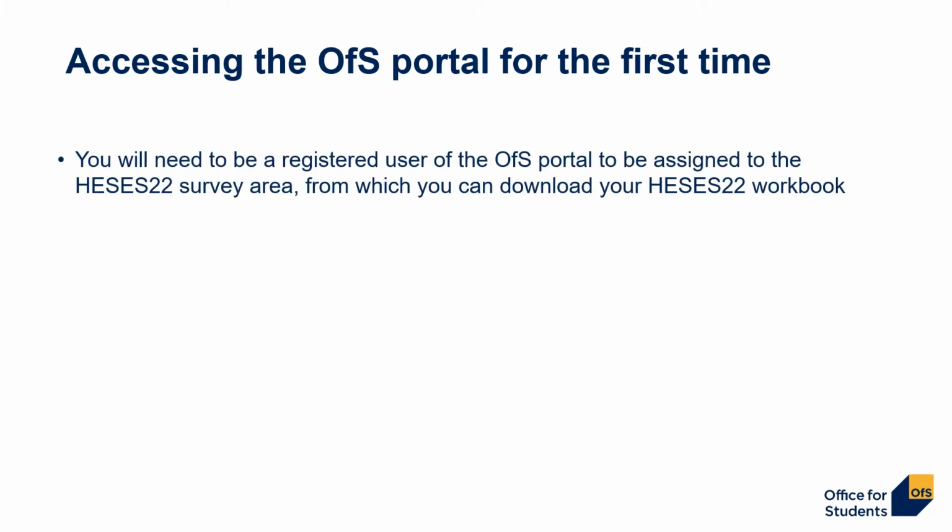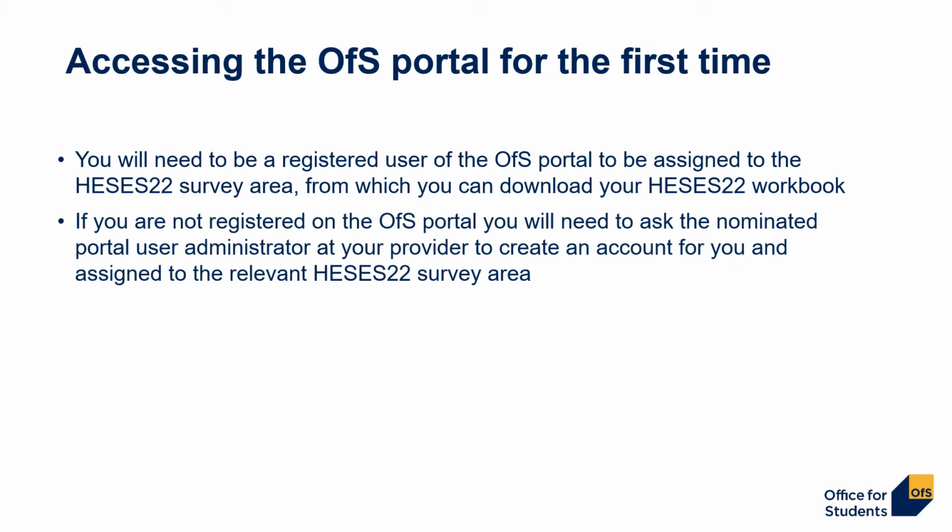If submitting your HESES return will be the first time that you're accessing the IFS portal, you'll need to make sure that you're a registered portal user at your provider. Once registered and assigned to the HESES22 survey area, you'll be able to navigate to that point to upload your HESES22 workbook. If you're not registered, you'll need to ask the portal administrator at your provider to create an account for you and to assign you to the HESES22 survey area.